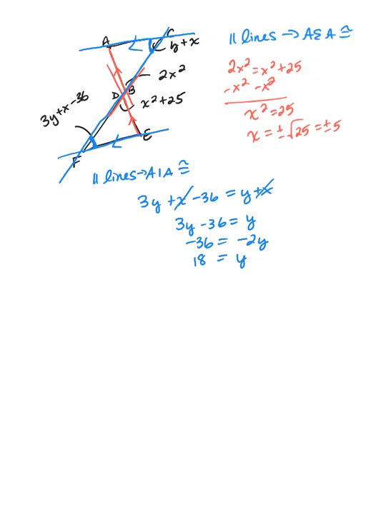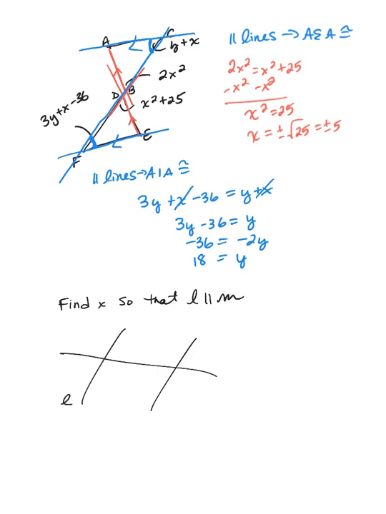Let's take another look at an algebra problem. That one really didn't involve factoring. The next one is going to involve factoring. Find x so that line L is parallel to line M. So this is line L, this is line M, and they're parallel. So this is a transversal intersecting them. So this angle is 4x plus 11, this angle is expressed as 2x squared minus 10.